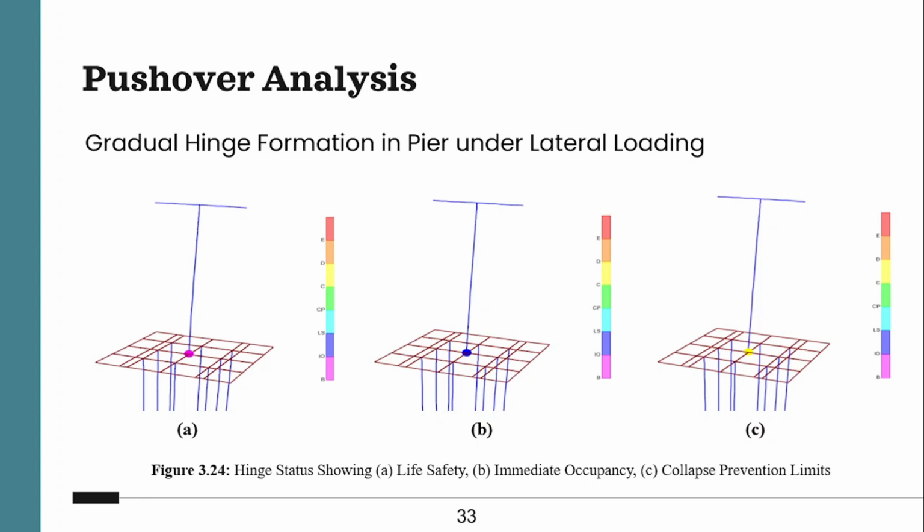In this slide, you can see three different gradual hinge formations under lateral loading, and you can see in the last figure that even after the formation of the hinge crossing the CP limit, there is no hinge formed in the piles. Although we had provided hinges in the piles also, no hinge is generated in the piles because we designed the piles for a much higher force, and that force never actually occurs in the structure.